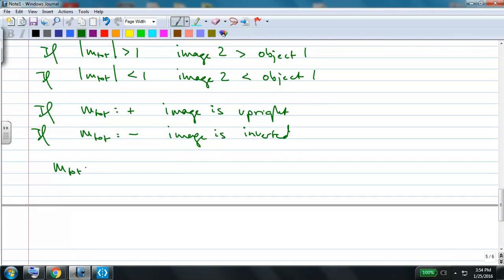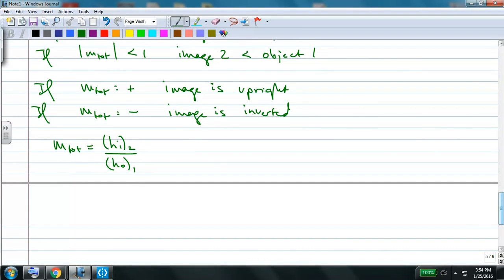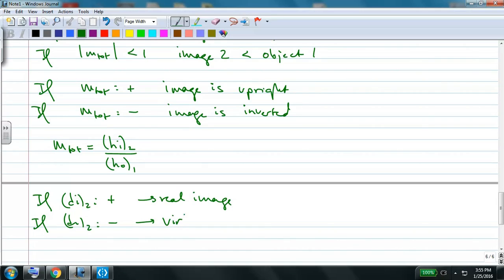And I need to give you one more equation. I told you what M total was. That is also equal to HI2 over HO1. All right, hopefully that makes sense because it's the overall magnification. We're looking at how this second image corresponds to the first object. And then one more set of rules, and then we'll go back to the practices. If DI2 is positive, then it's a real image. If DI2 is negative, then it is a virtual image.